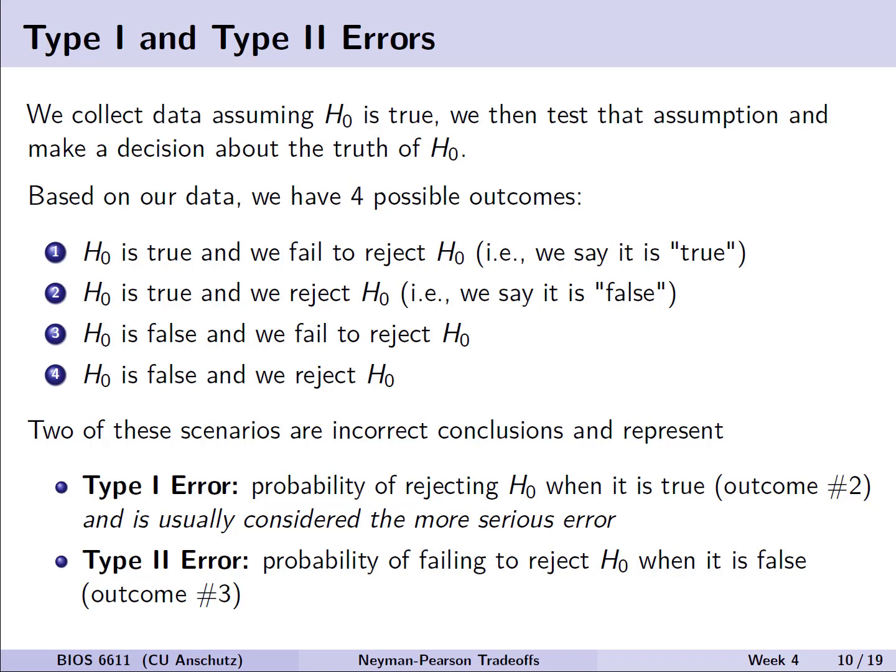The 2 scenarios that are incorrect conclusions represent then the idea of type 1 and type 2 error. Type 1 error is the probability of rejecting H0 when it is in fact true, or outcome number 2, and this is usually considered the more serious error we could make.